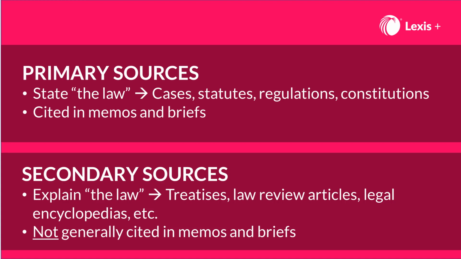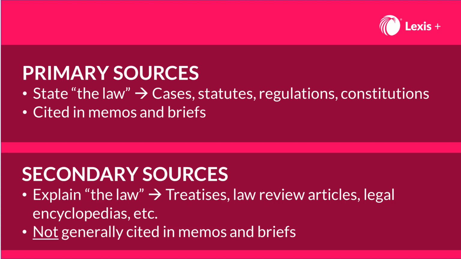Starting with secondary sources is a smart way for you to begin your research, especially when you are dealing with an unfamiliar area of law. As a quick explanation, primary sources are the law. They are things like cases, statutes, regulations, and constitutions. They are what you will cite when writing your memo.